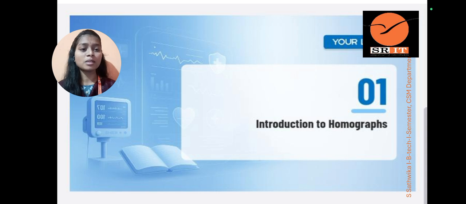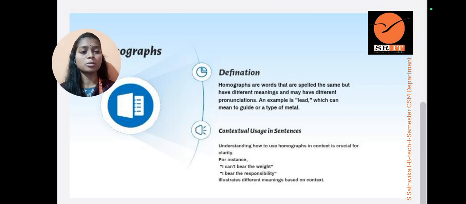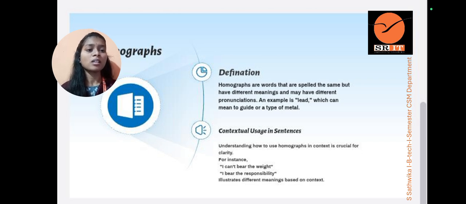Let's start with a brief introduction to homographs. Homographs are words that are spelled the same but have different meanings and may have different pronunciations. Here we can see the example LEAD, lead, which can mean to guide, and another meaning is a type of metal. Let's see how they are used contextually in sentences.